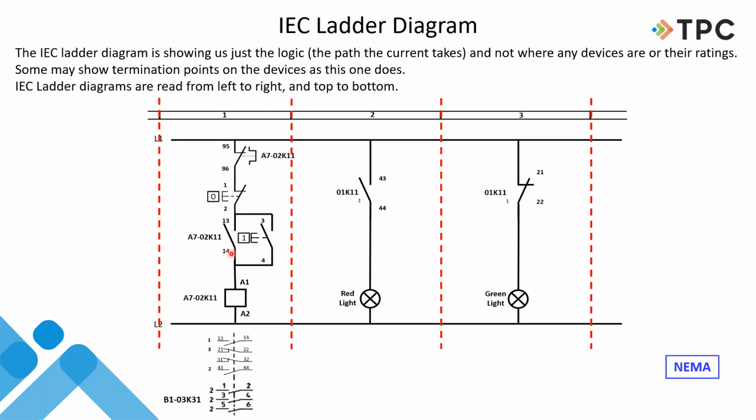Now, what they've done here is they've given us a number, this number out here. All their numbering systems try to take you someplace. And this is an A7.02K11. That's what this guy is. So what I know is that the contact changes whenever this thing is energized. Whenever this coil is energized, this contact's going to change. And typically below here, they're going to show us what contacts are being used.